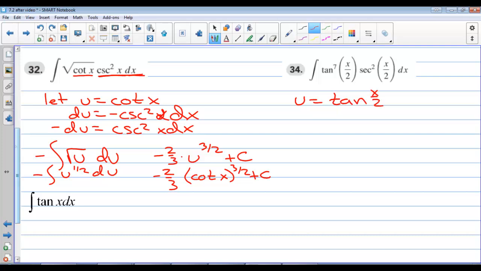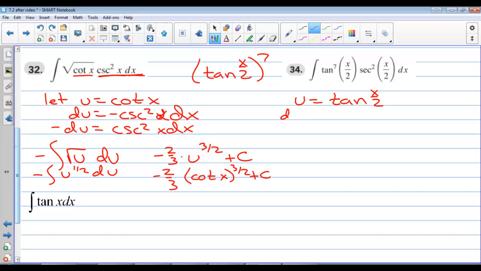And I know you're sitting there going, what about the 7th? What about all that stuff? Well, remember the 7th power is really on the outside. So it's tangent of x over 2 to the 7th. That's on the outside. So here's what we can do.